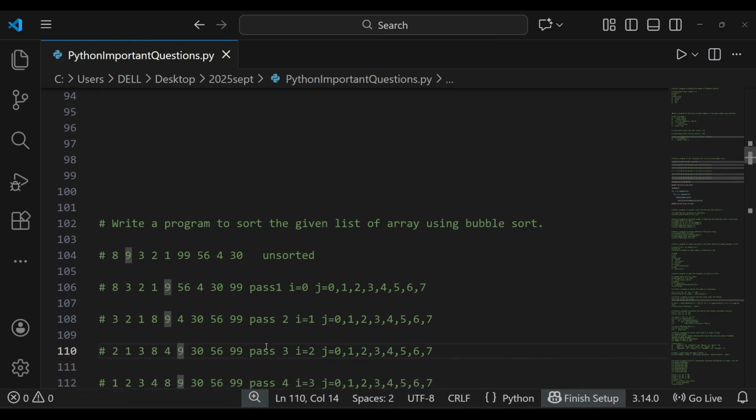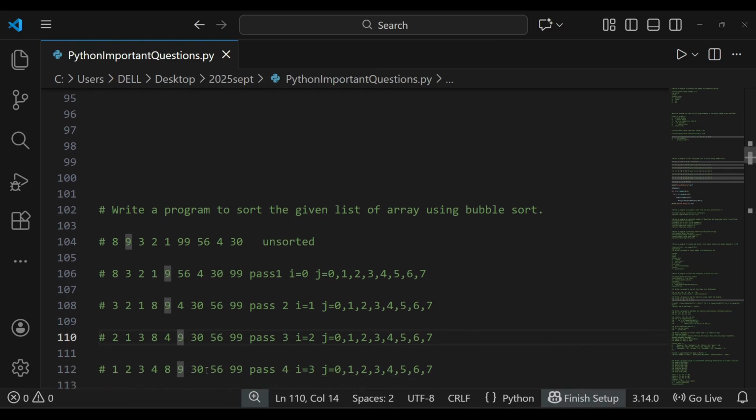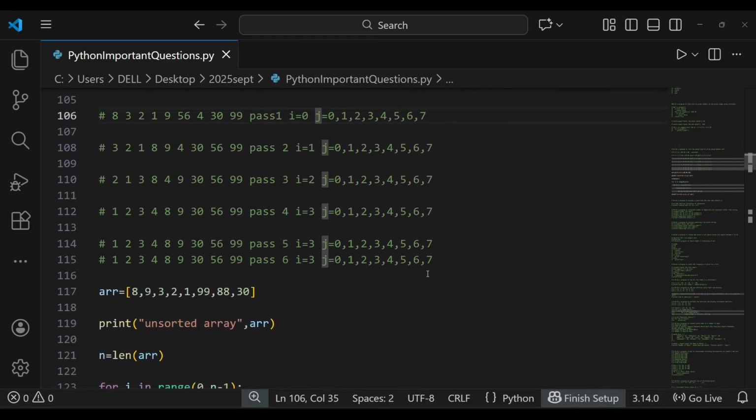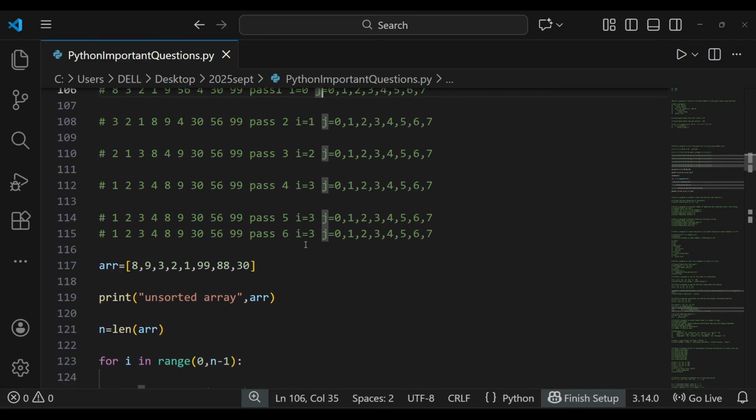So in this way the loop works, on the basis of exchange if the first element is greater than the second element. That means in pass 1, if I say I is 0, then j has to be reset from the 0th location to L minus 1, if there are 8 elements, right? So this is the logic behind how we are going to sort it.